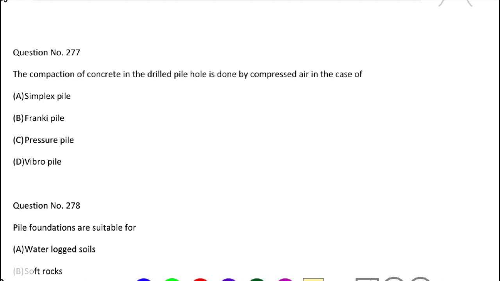Today we're going to see the MCQ related with building construction. So the first question, the compaction of the concrete in the drilled pile hole is done by the compressed air in the case of option A simplex pile, option B Franke pile, option C pressure pile, option D vibro pile. So the correct answer is option C pressure pile.